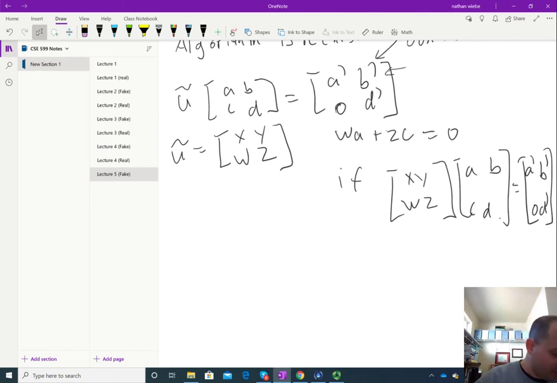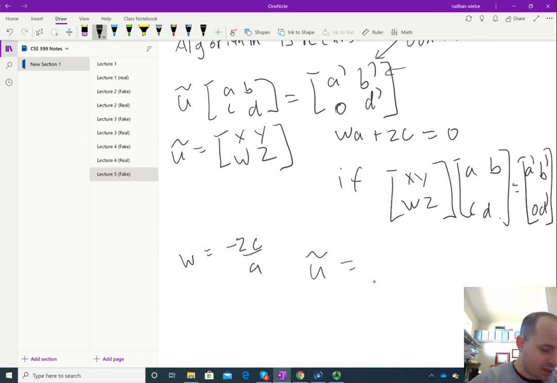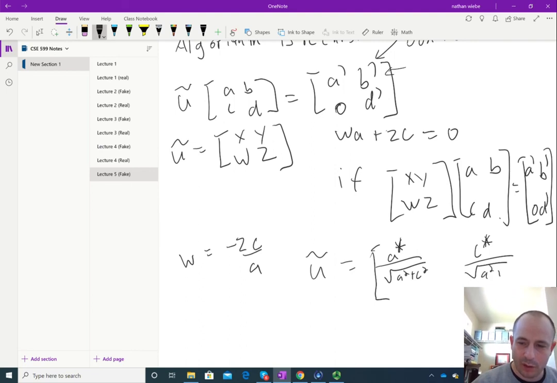that this condition over here ends up yielding W equals ZC over A. And an appropriate choice of U tilde then ends up being A over square root of A squared plus C squared, C complex conjugate over A squared plus C squared, C over square root A squared plus C squared, minus A over square root A squared plus C squared.